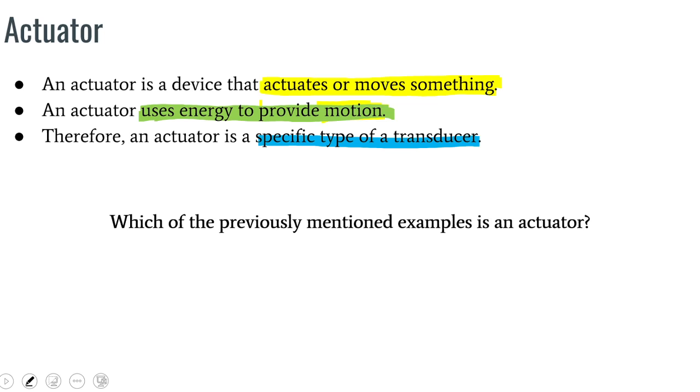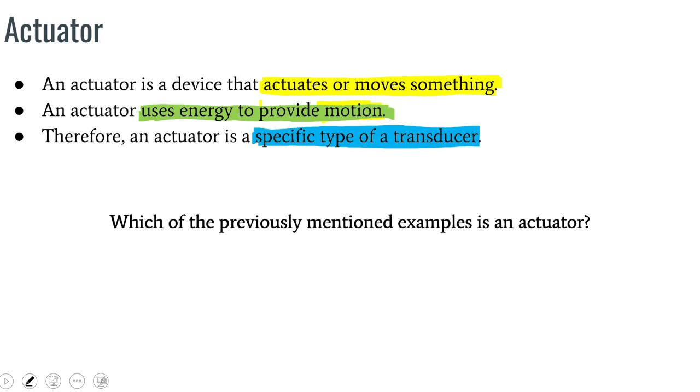But the point is, the output here is the motion or the mechanical movement. Movement should be the output of this transducer. So not all transducers will be actuators, but rather all actuators will be transducers. Only the transducers that produce motion as an output will become an actuator. So if you, for example, think about the examples that we have discussed previously, you may be able to identify some of them as actuators.